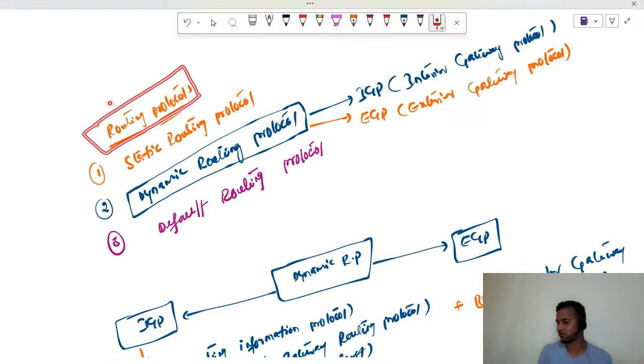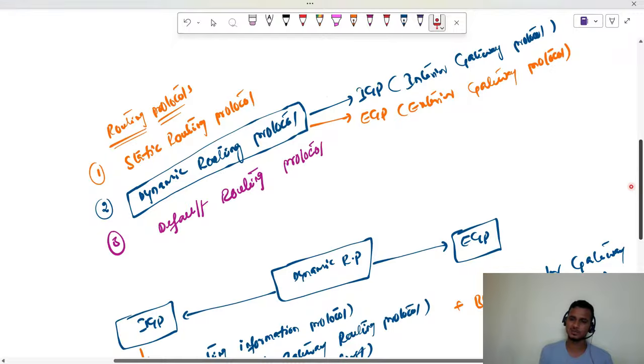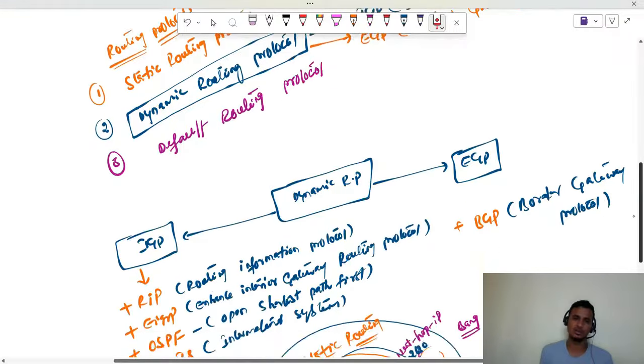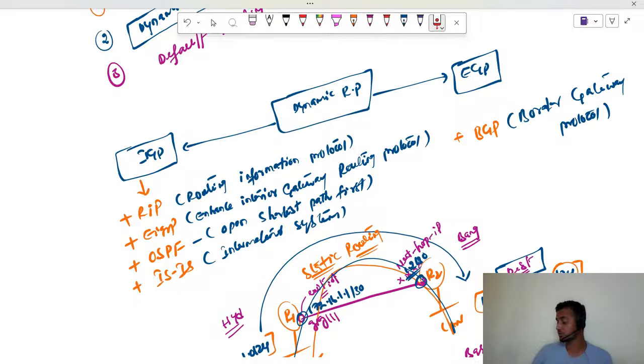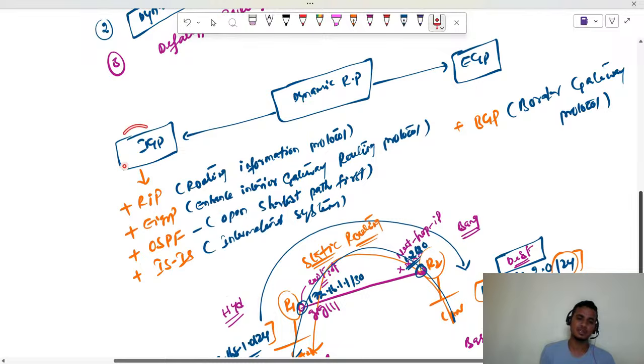So the types of routing protocols, guys: we have static routing protocol, dynamic routing protocol, and the default routing protocol. The dynamic routing protocols are again classified into IGP, interior gateway routing protocol, and EGP, exterior gateway routing protocol. Do remember this point, it is very important when you discuss dynamic routing protocols. IGPs are used within the autonomous system.